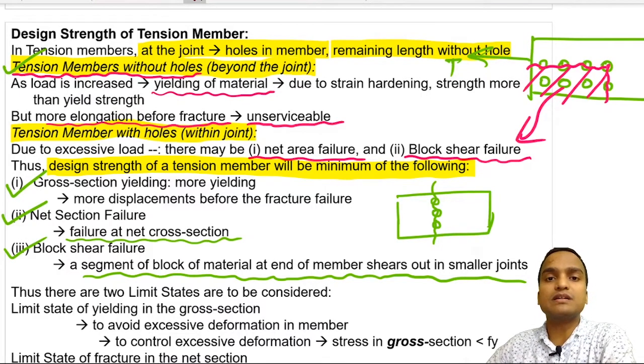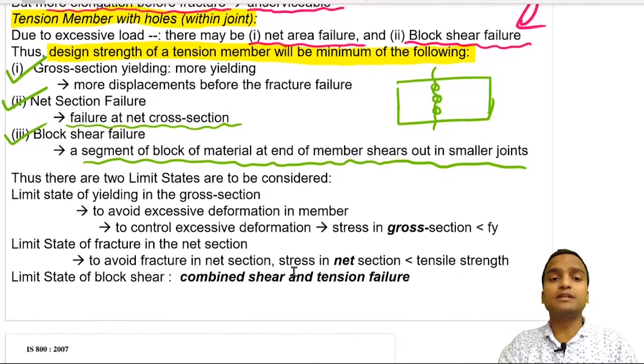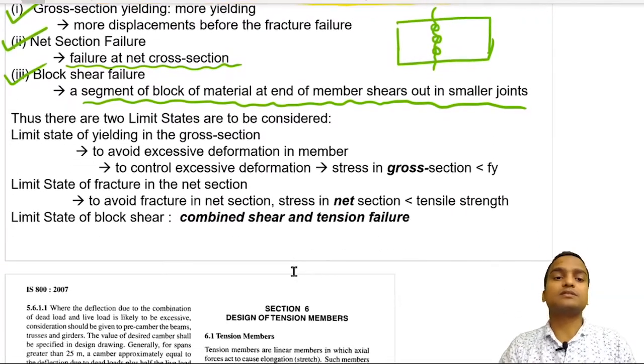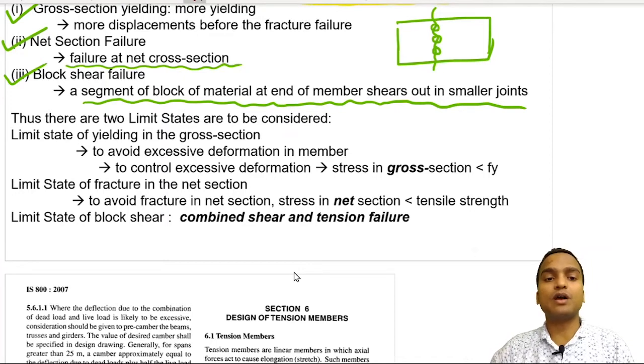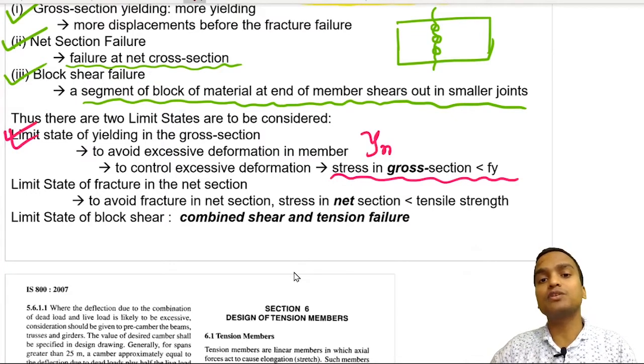So such a failure is block shear failure. All right, the next point says there are two limit states to be considered. The limit state of yielding in gross section is done to avoid excessive deformation in the member, so that the stresses in the gross section remain less than Fy. This is the first type of limit state, and in this case gamma m0 is equal to 1.1.